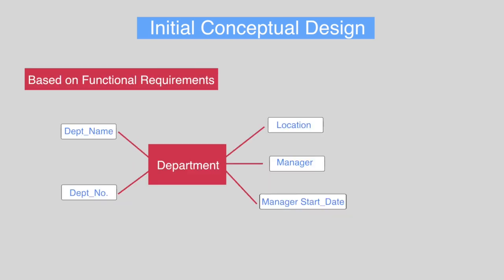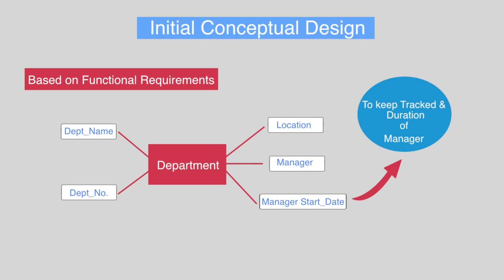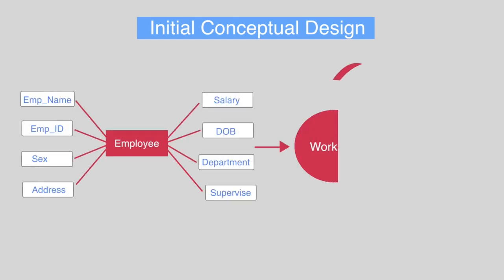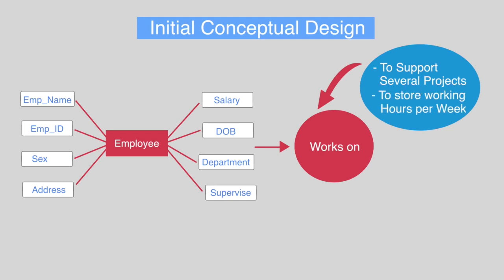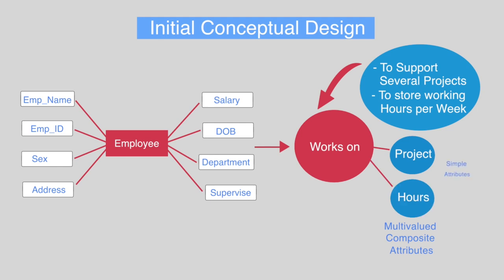Based on the functional requirements, the database needs to keep track of the duration of the department manager. So, add an attribute manager start date to the department entity type. Another requirement is that an employee can work on several projects, and the database has to store the working hours per week of an employee on each project. So, add a multi-valued composite attribute worksin to the employee entity type. Project and hours are the simple attributes of the composite attribute worksin. In this episode we have discussed a company's data and functional requirements and also the initial conceptual design of the company database. Now, let us refine the database design.